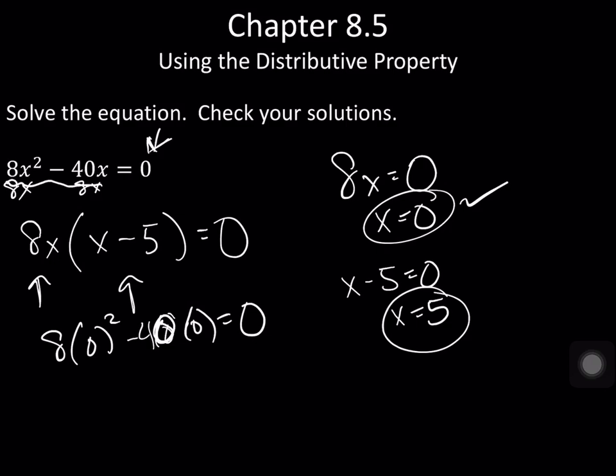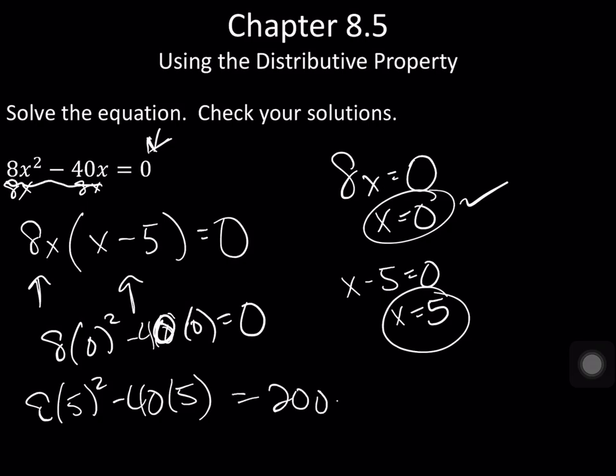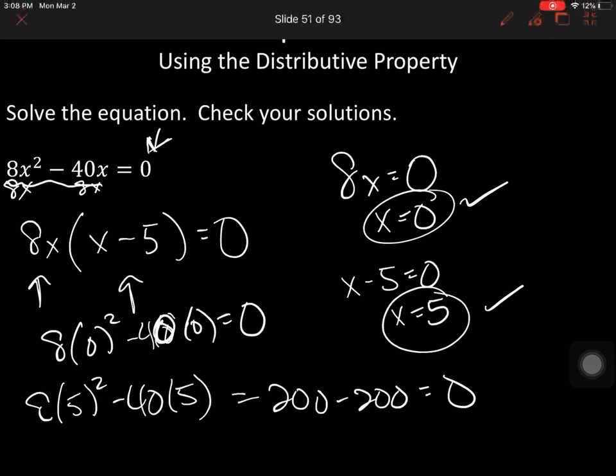What about 5? Check out 8 times 5 squared minus 40 times 5. And I believe you're going to get 200 minus 200, which is 0. And so both of these check out as solutions to my equation. This is where we're headed. We want to be able to solve quadratic equations and then check and make sure that our answer is indeed our answer.